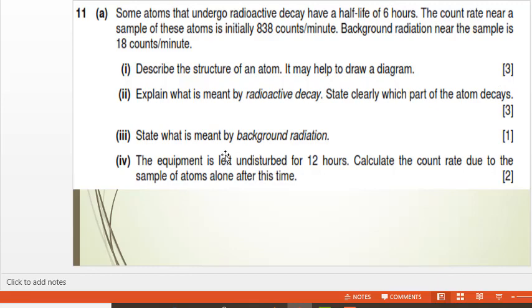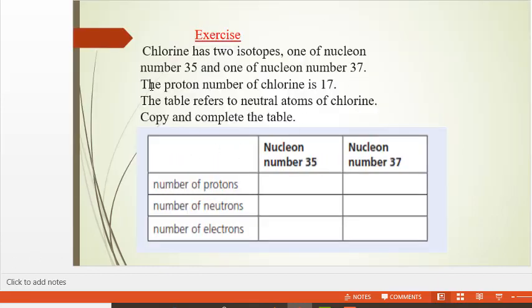So these questions were assembled to help us relate what we have learned to what comes in the actual exam. You can consider doing this exercise. Chlorine has 2 isotopes, one of nucleon number 35 and one of nucleon number 37. The proton number of chlorine is 17. The table refers to neutral atoms of chlorine. When we say neutral, it means that the number of electrons is equal to the number of protons because it has not yet undergone a reaction, no electron has been knocked off. So it's not an ion, but an atom.